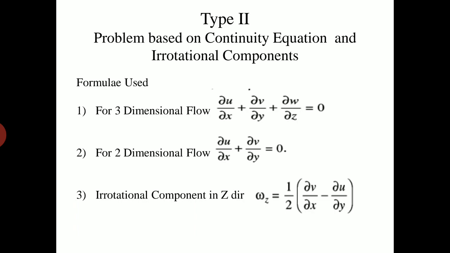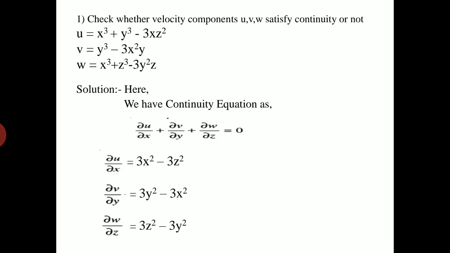So the first formula is for three-dimensional continuity equation, that is ∂u/∂x plus ∂v/∂y plus ∂w/∂z. For two-dimensional continuity equation, it is ∂u/∂x plus ∂v/∂y. Irrotational component in z direction, it is omega z is equal to 1 by 2 into ∂v/∂x minus ∂u/∂y. So these are the various formulas which are used for solving the numericals. So let us see the next numerical.